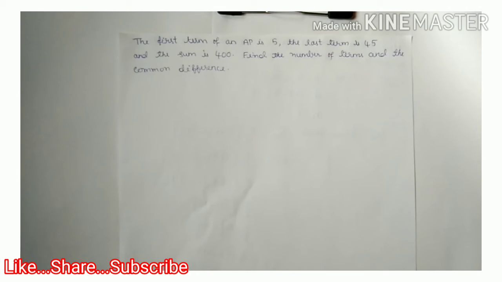Let us consider the next example. The first term of an AP is 5. The last term is 45. And the sum is 400. Find the number of terms and the common difference.